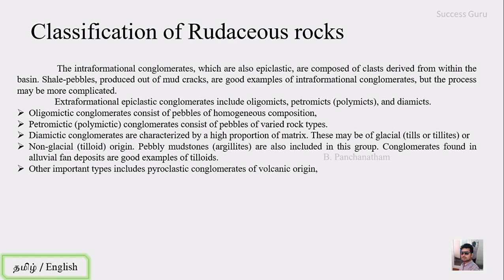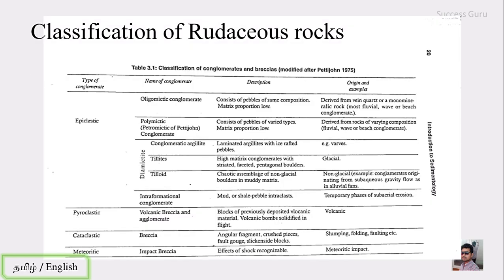Okay, other important types include pyroclastic conglomerates of volcanic origin, cataclastic produced by earth movement, and meteoric produced by meteoric impact. Okay, so these are the different classifications. And here is a table proposed by Pettijohn in 1975, where you can see the types of conglomerate, name of the conglomerate, description, and origin. Okay, so we'll just recall one after another as we discussed earlier.